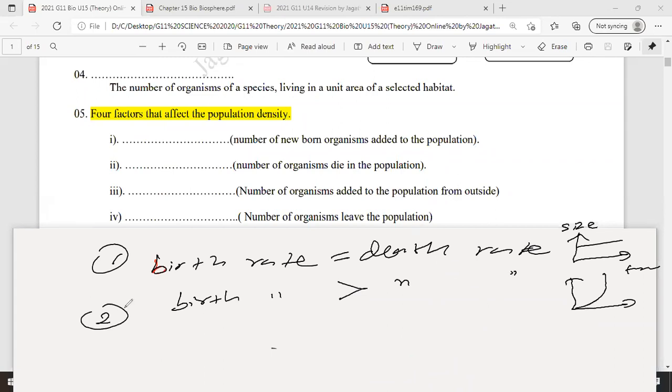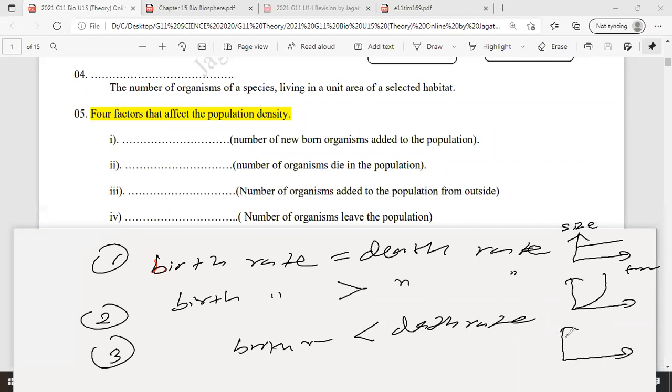The third one: if the death rate is greater than the birth rate, more deaths than births, then what happens? The population decreases like this. That means the death rate has increased beyond the birth rate, and then the world population will decrease. Now actually, what do we experience today?